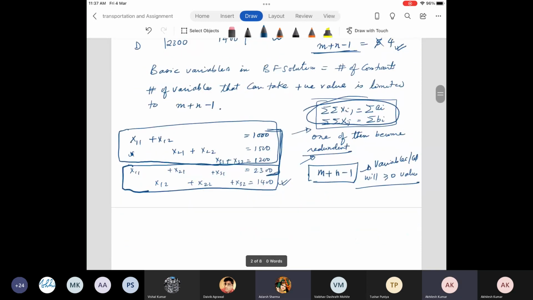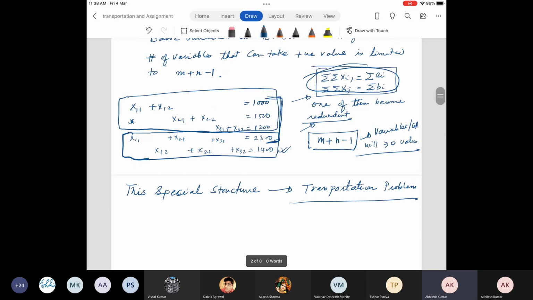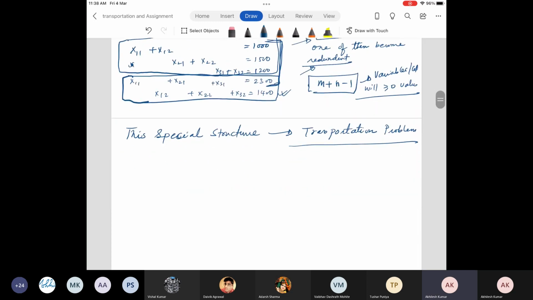Because of this special structure, these problems are called transportation problems, not because it has to do with transporting goods. I will show you one example from production planning where we will formulate it as a transportation problem instead of a regular linear programming problem. So this is about how we formulate and all that. Now coming to solving transportation problems. Any questions so far, guys?